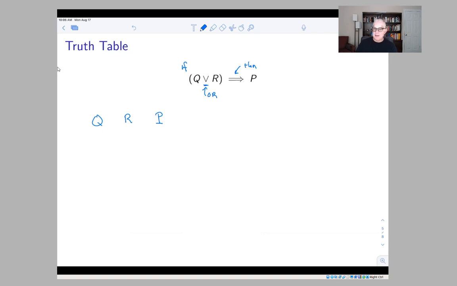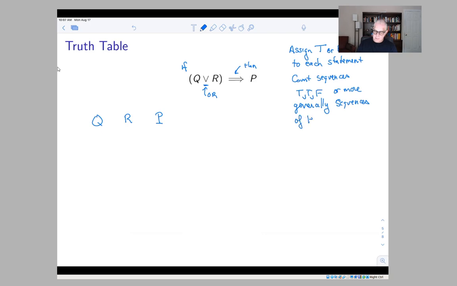So what are all the possibilities? Well, if you think about it, we have to assign T or F to each statement. So we want to count sequences T, T, F, or more generally, we want to count sequences of length 3 with T or F.